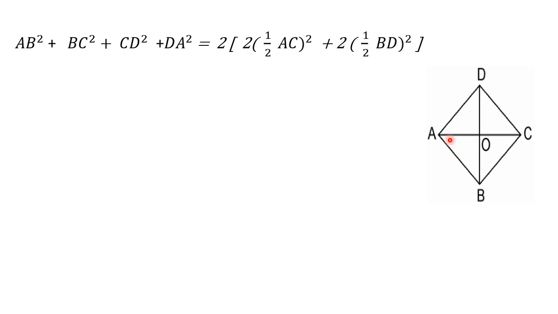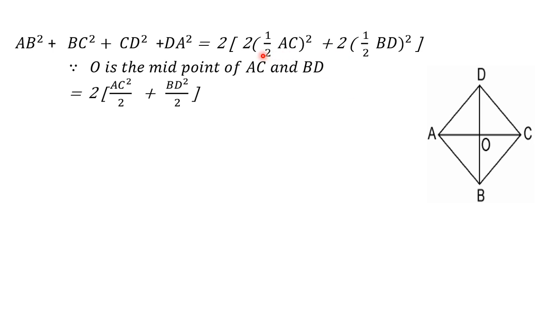OA is half of the side AC. So in place of OA, we can write half of AC. And similarly, in place of OB, we can write half of BD. So it is 2 times half AC whole square plus 2 times half BD whole square. In the next step, the 2 and one 2 will cancel out, so we get AC square upon 2. Here also the 2 and one 2 will cancel out, so BD square upon 2.